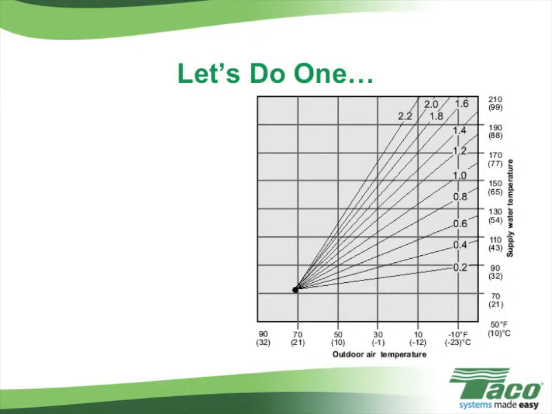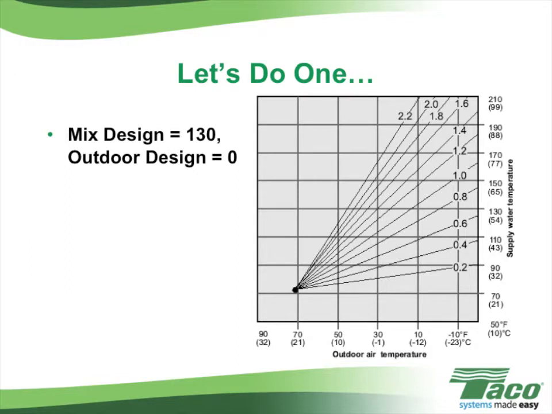So let's do one. Let's try an example that we have here. Let's say we have an aluminum panel radiant system that requires 130 degree water at an outdoor design temperature of 0 degrees. If we do the math, we'll find the following. First, we divide 130 minus 72 by 72 minus 0. That winds up being 58 divided by 72, and if we divide that out, we will find that we have a reset ratio of 0.8.